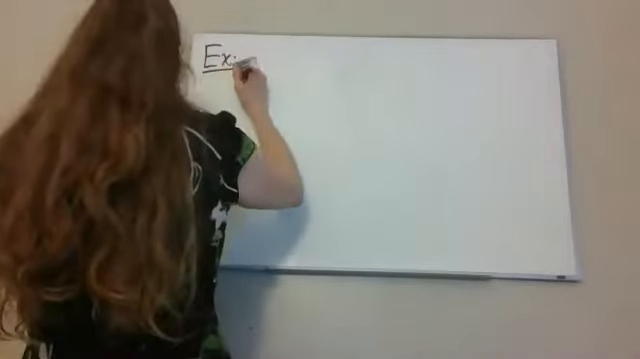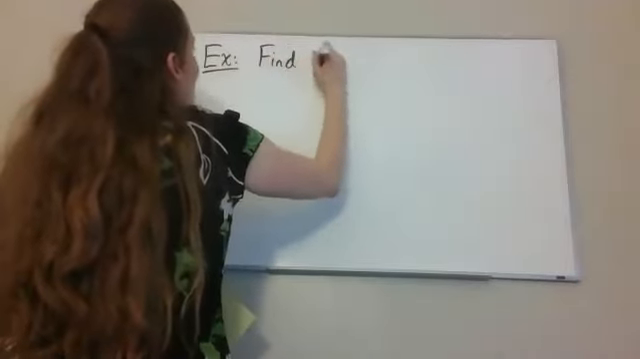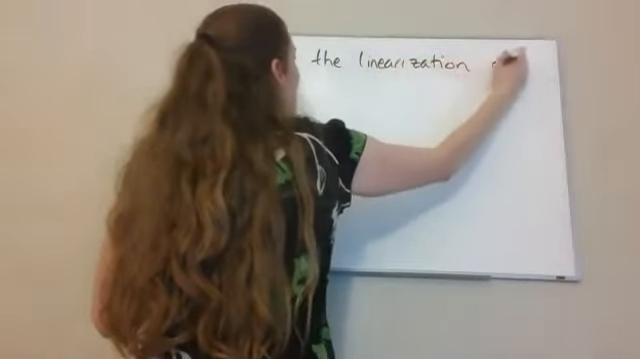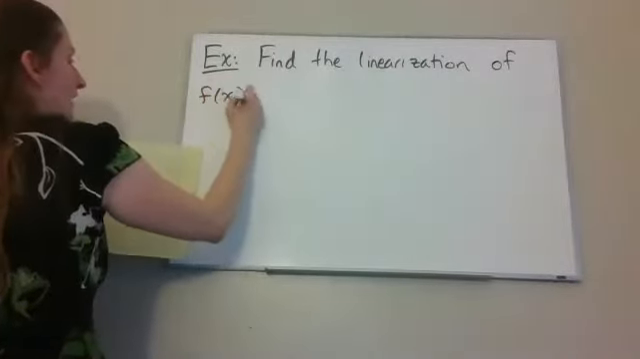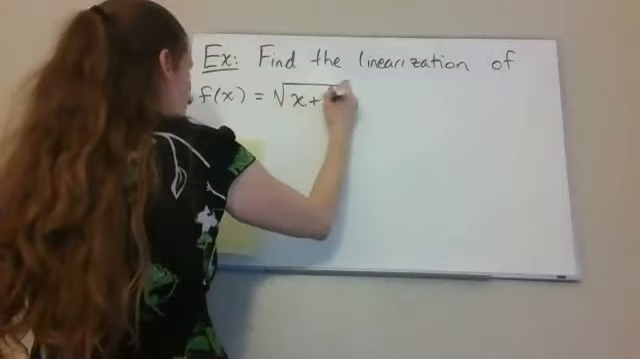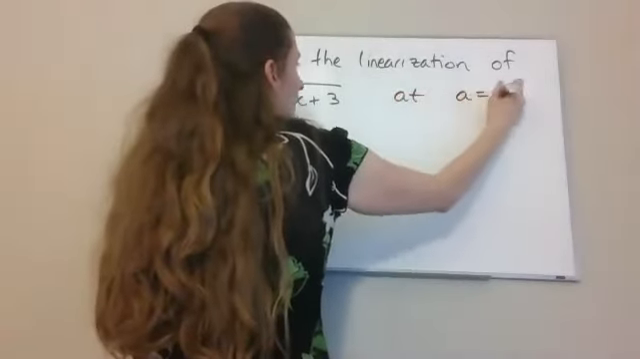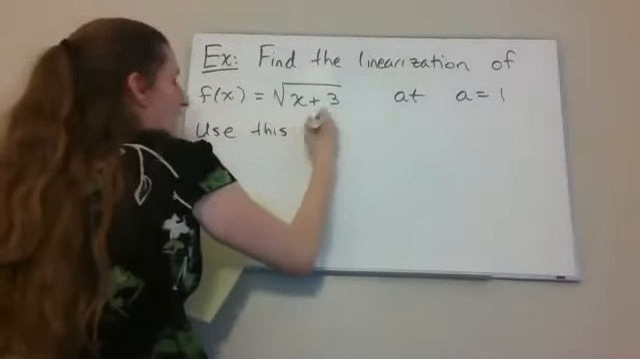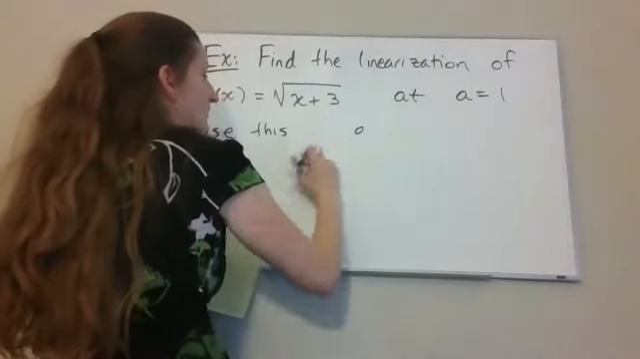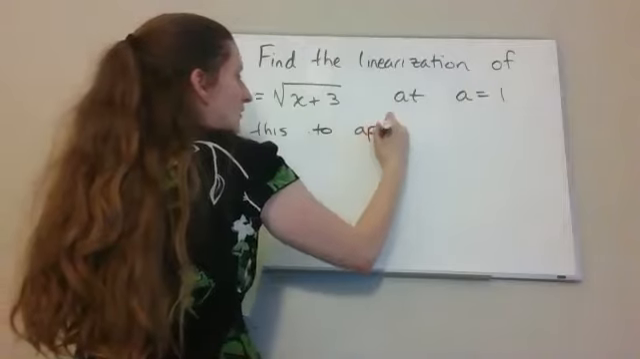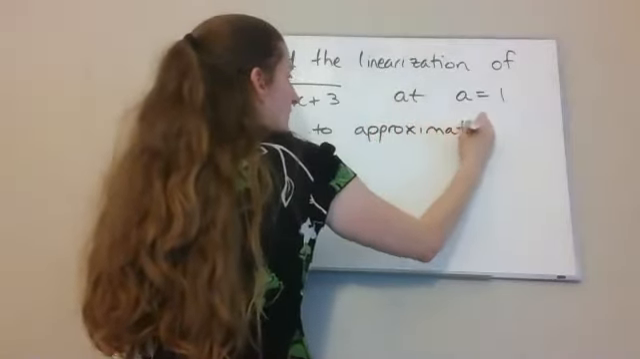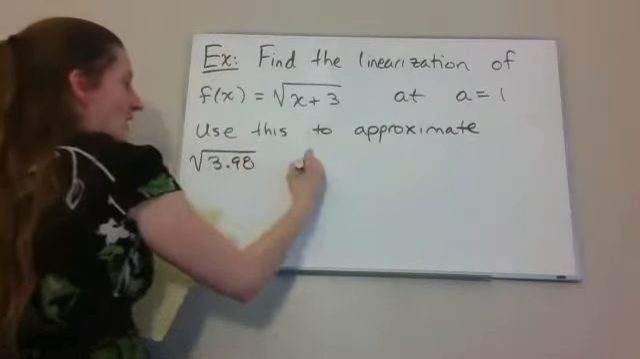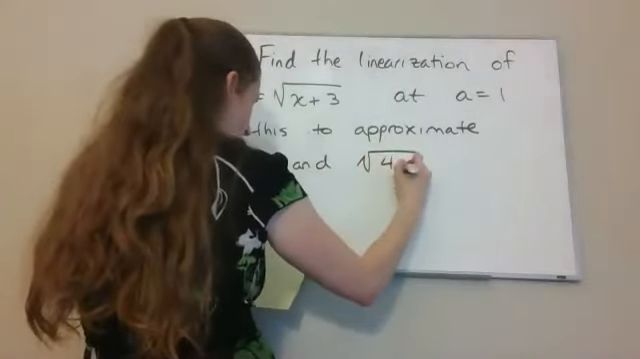So an example. Find the linearization of the function f of x equals the square root of x plus 3 at a equals 1, and use this to approximate the square root of 3.98 and the square root of 4.05.